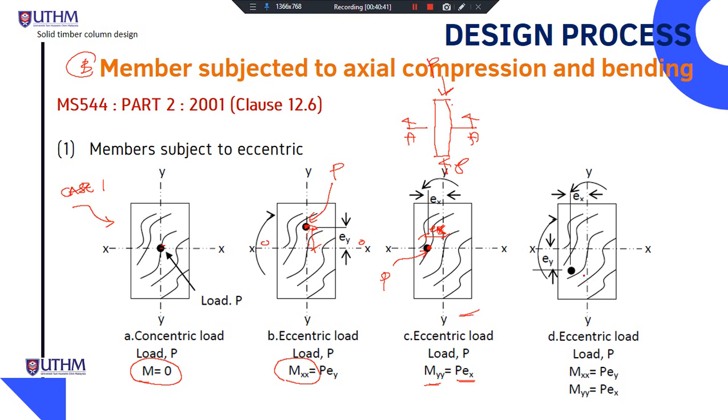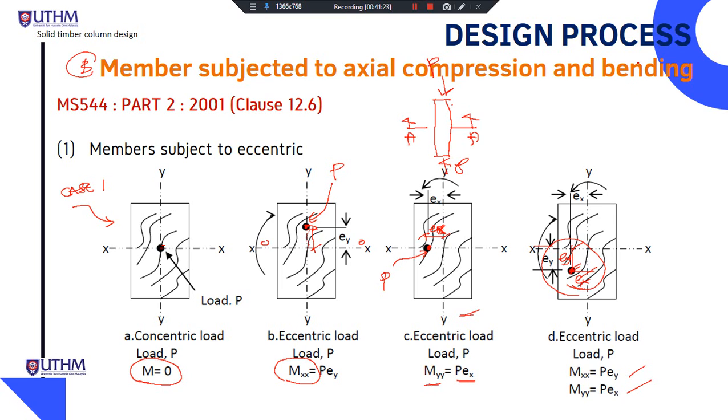Next is where this loading is located out of the centroid in both x and y axes. So it is located here. We have a distance here in x and also here in y. So in this case, there are two moments, due to the rotation in x direction and also rotation in y direction. So this is for case B, where member is subjected to axial compression and bending.